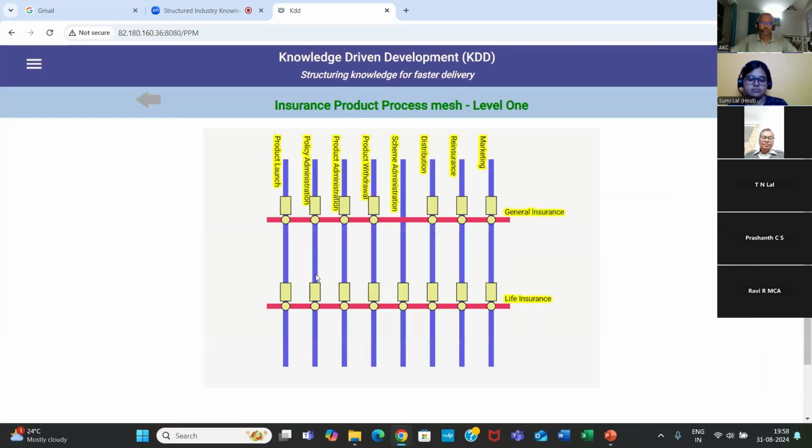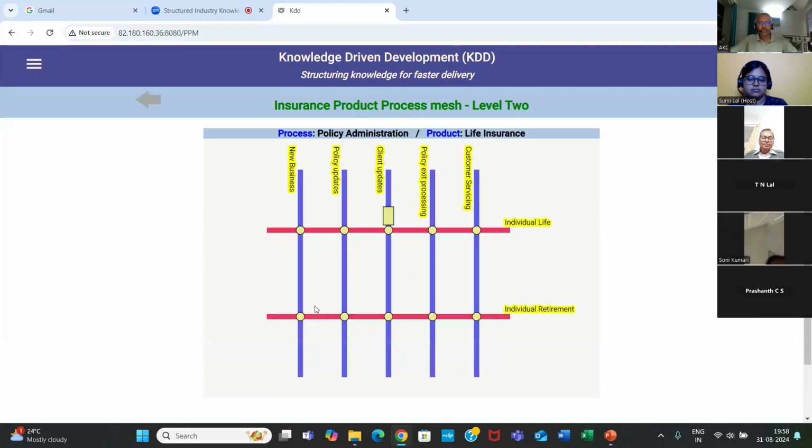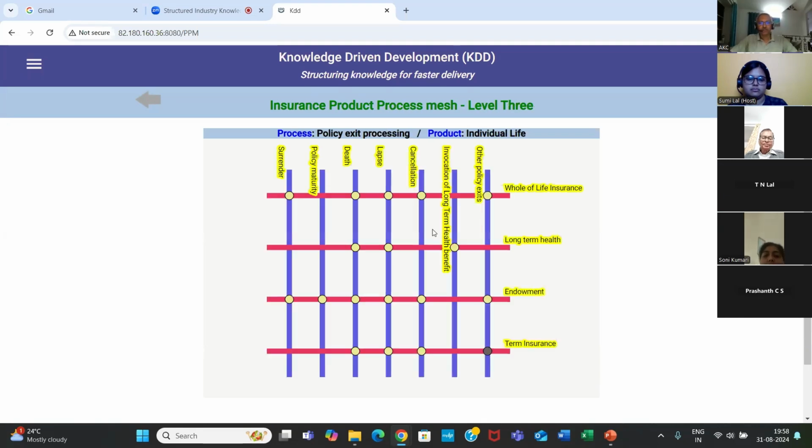Then you can drill down. Let's say I go to the next level, right? Now here we have some next level details, right? Individual life, individual retirement, policy exit processes and all that, right? Let me click on this. Okay, I get to the 3rd level, right? The whole life insurance, long-term health, endowment, all these are the sub products at level 3. And we have sub processes of that, surrender, policy maturity, all this becomes the sub process at level 3, right?